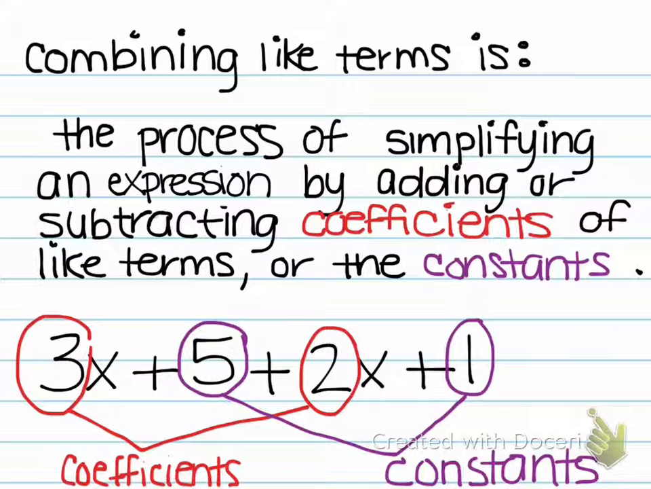Combining like terms is the process of simplifying an expression by adding or subtracting coefficients of like terms, or the constants, or both. So we're going to bring together the coefficients. 3x plus 5 plus 2x plus 1. The purples come together, which are the constants, and the reds come together, which are the coefficients. I'll pause here.